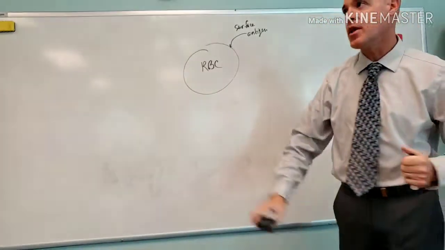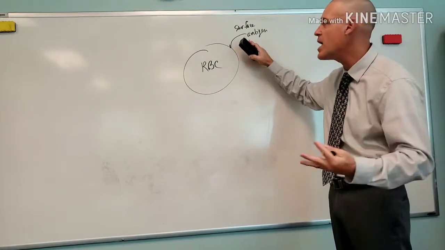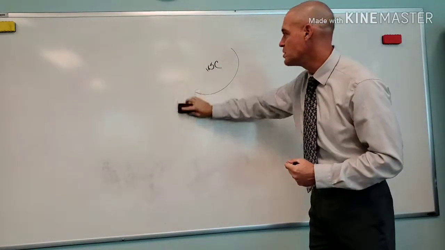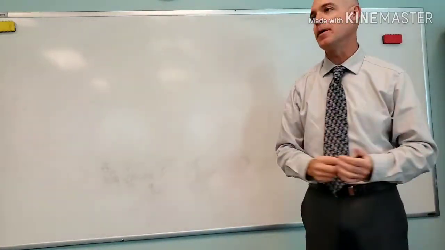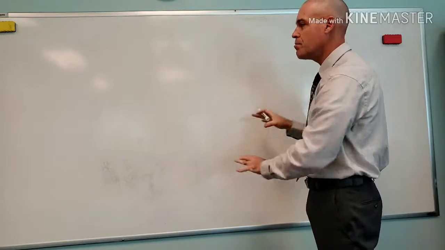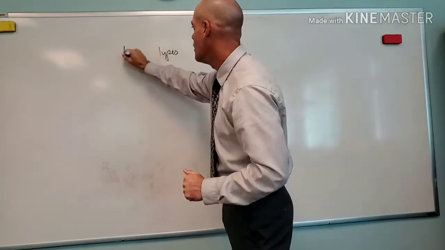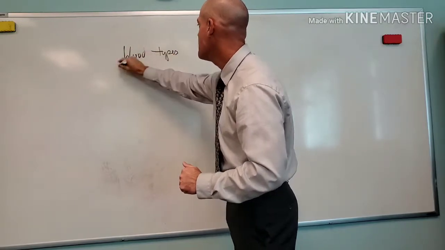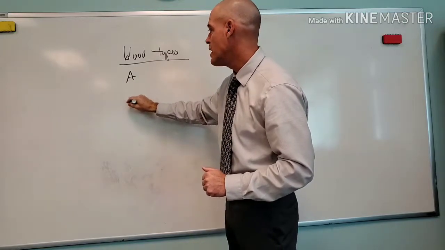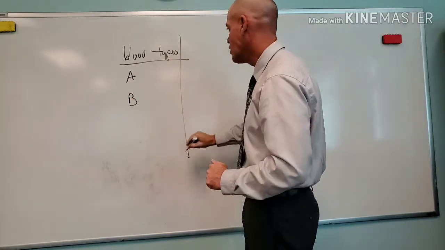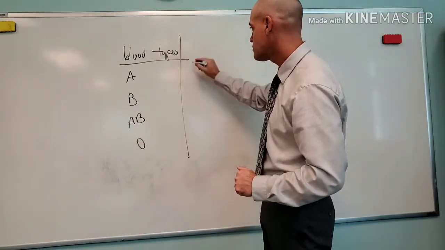Another thing is they refer to these surface antigens as agglutinogens, which is just another name that refers specifically to the red blood cell antigens for blood typing. So let's make a little table of this real fast. We'll put blood types here. We would have the A, of course the B, and we'll try to make a little column here. We'd have the AB, and we'd have the O.